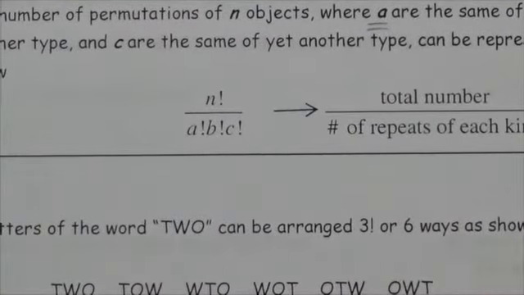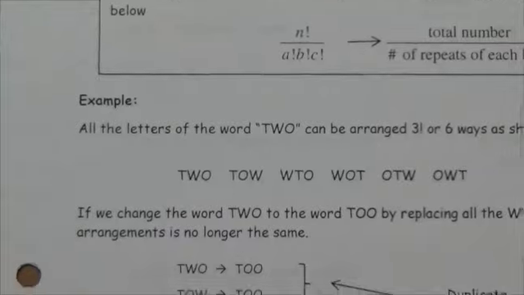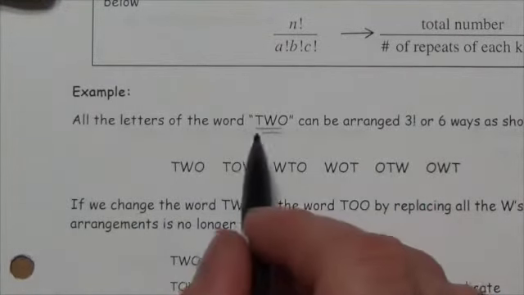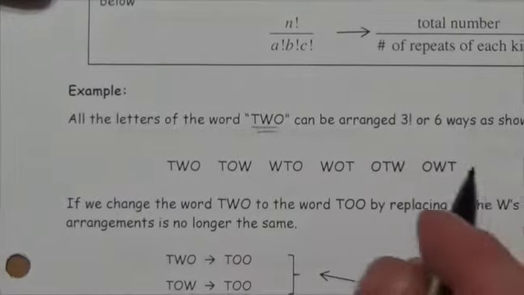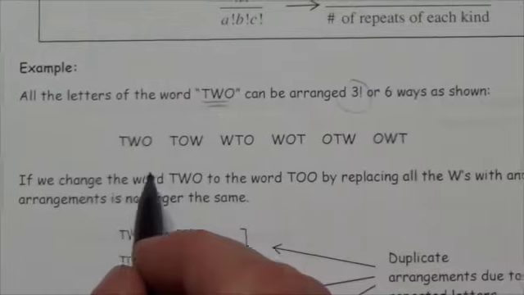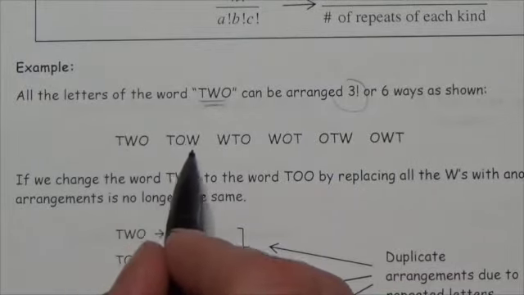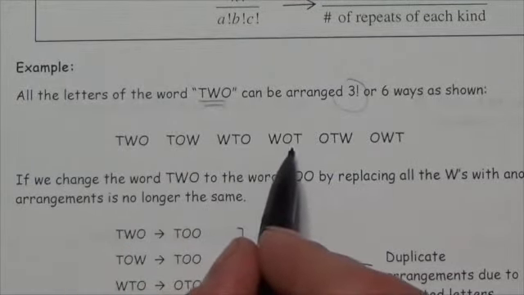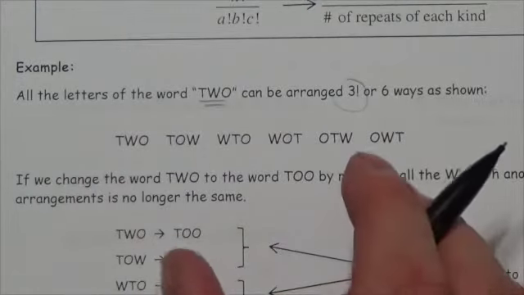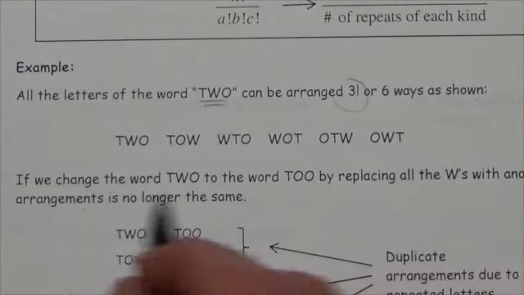Now let's explain why. Let's take a look at the letters in the word TWO. Well, three unique letters here. Those can be permuted in three factorial different ways, or six different ways. And here they are: TWO, TOW, WTO, WOT, OTW, OWT. Those are the six unique permutations of the letters in the word TWO.